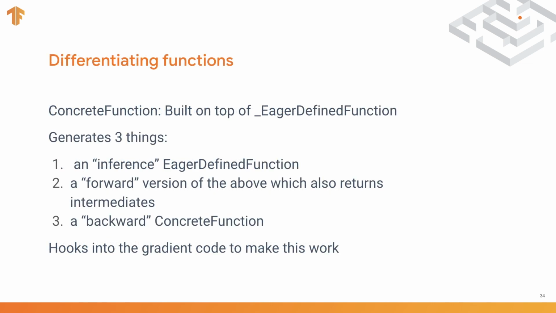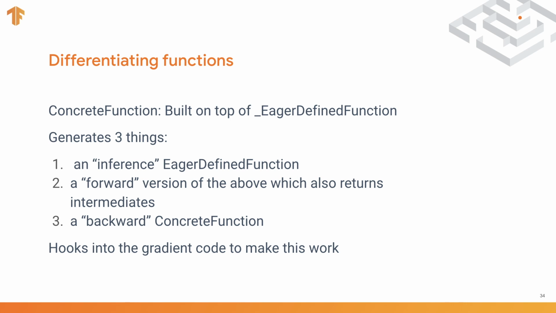Differentiating functions is built on top of the eager defined function. The idea is that if you have a function that you want to call, and that function is differentiable, we need to generate three things under the hood. One is what I call an inference version, which is just a thing that runs the function and returns the results. That's what you're going to call if you're not trying to differentiate through it.